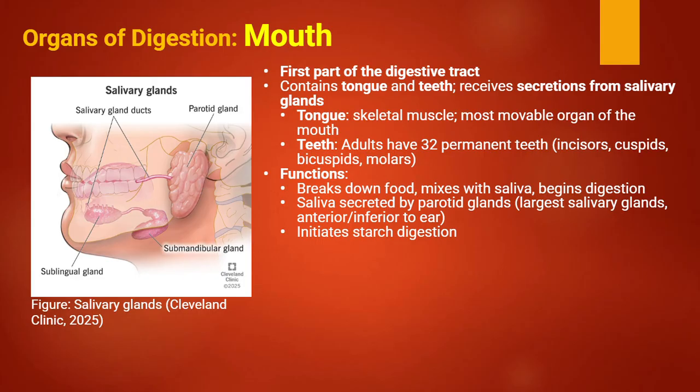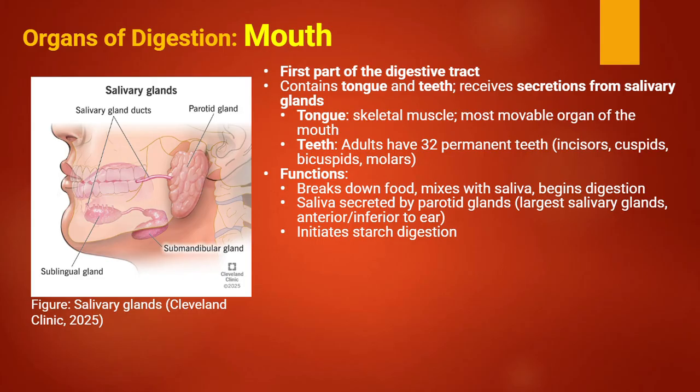Adults normally have 32 permanent teeth, including incisors for cutting, cuspids for tearing, bicuspids for grinding, and molars for crushing food. Digestion actually begins in the mouth. As food enters, it is mechanically broken down by chewing and then chemically processed as it mixes with saliva.